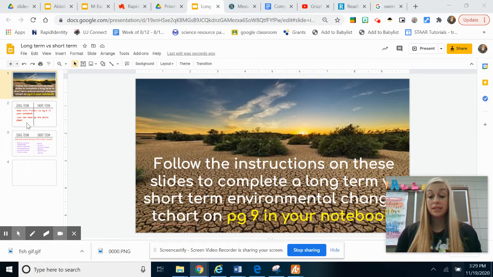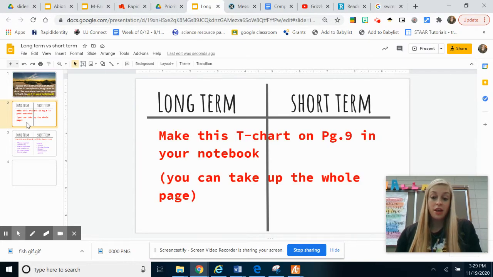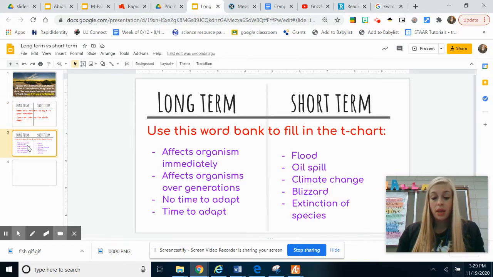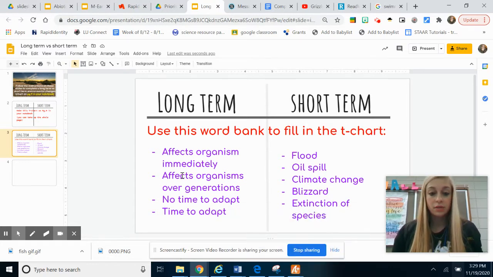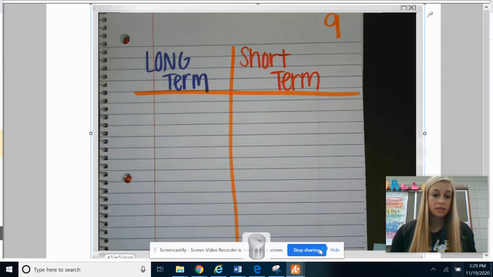So these include things that humans cause, such as pollution, and things that happen naturally, such as flooding. So in our notebook on page 9, we are going to make a basic, simple, easy T-chart, and we are going to fill in the T-chart with this word bank, and they are not on the correct sides already. I hope that's obvious. You have to choose what side they go on. So the first one is affects organisms immediately or affects organisms over generations.